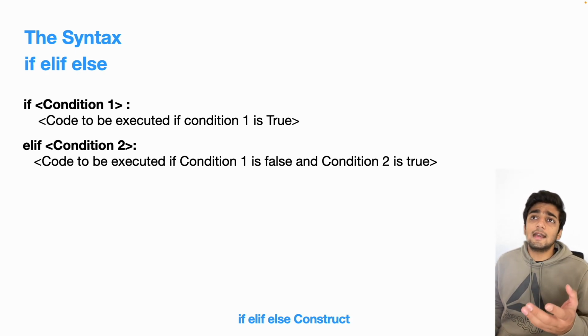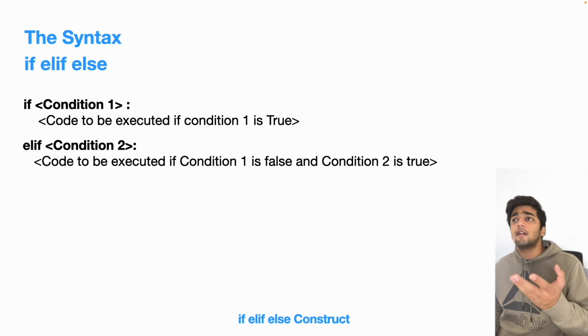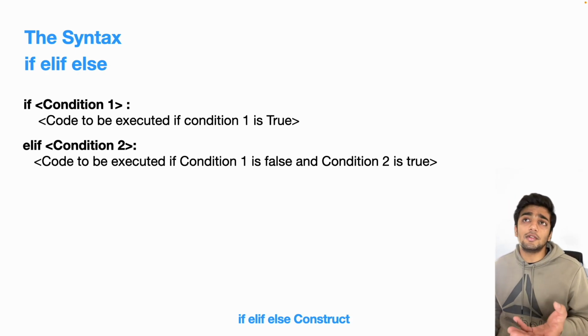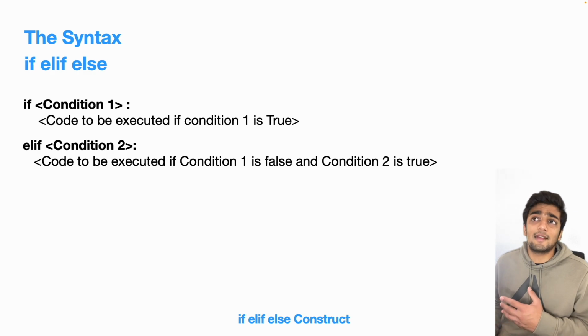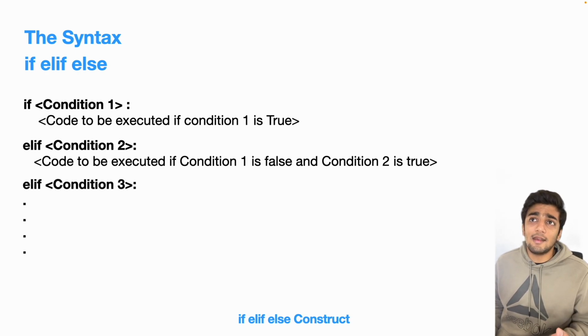In this case, it is code to be executed if condition 1 is false and condition 2 is true. So let's say the t-shirt is purple, then the code inside the first elif block will be executed. But if condition 2 is false, what happens then? Nothing. You go to condition 3, the next elif block that you would write.